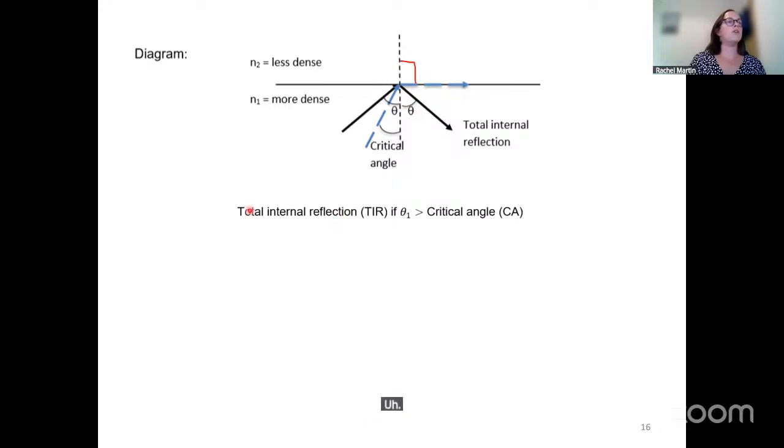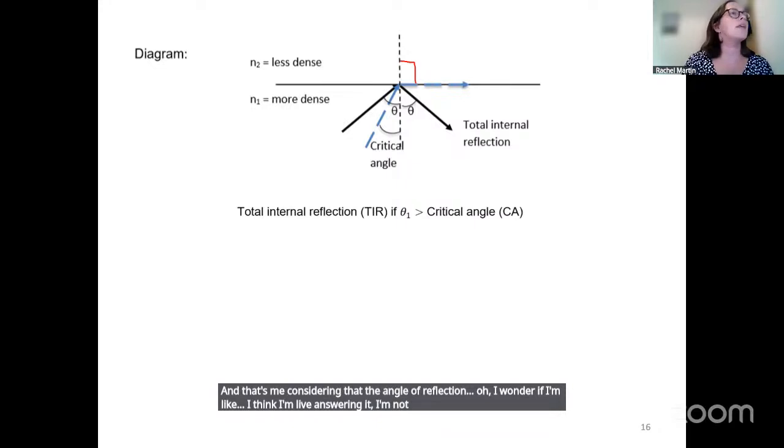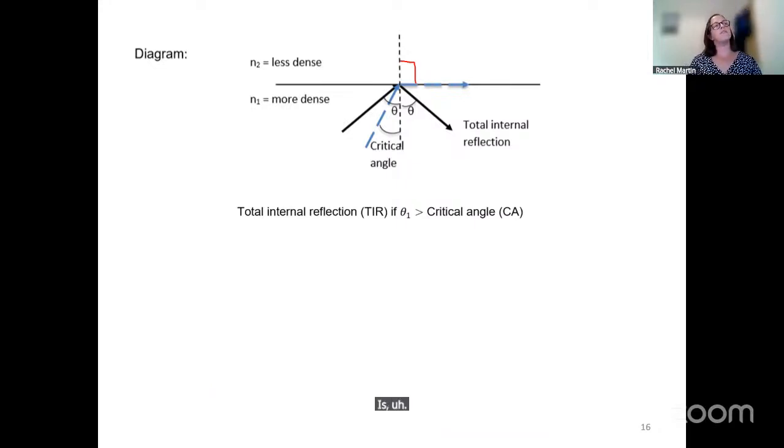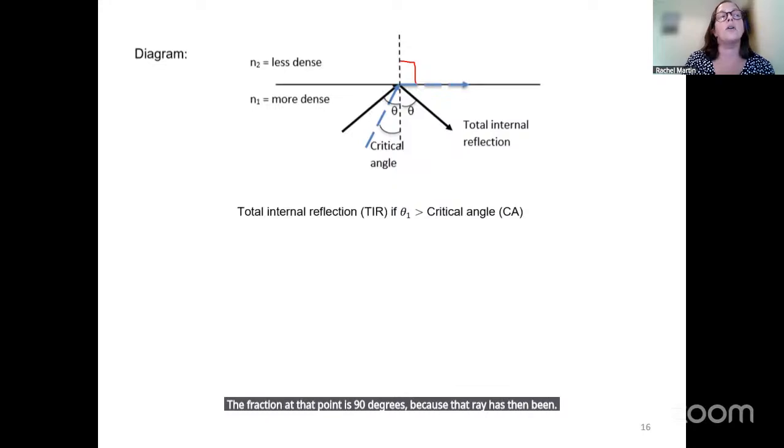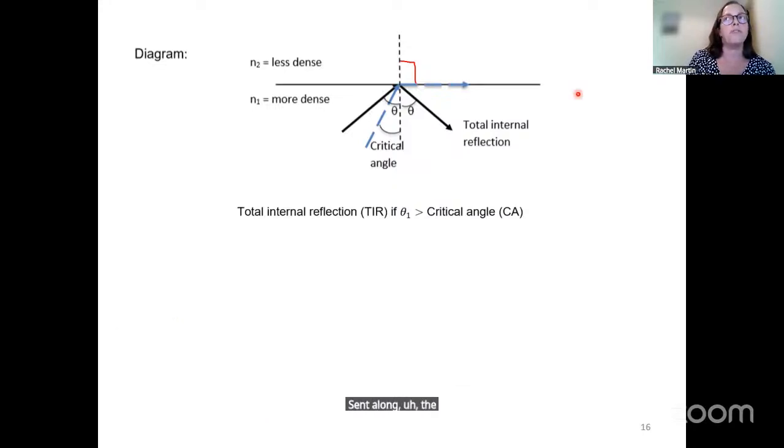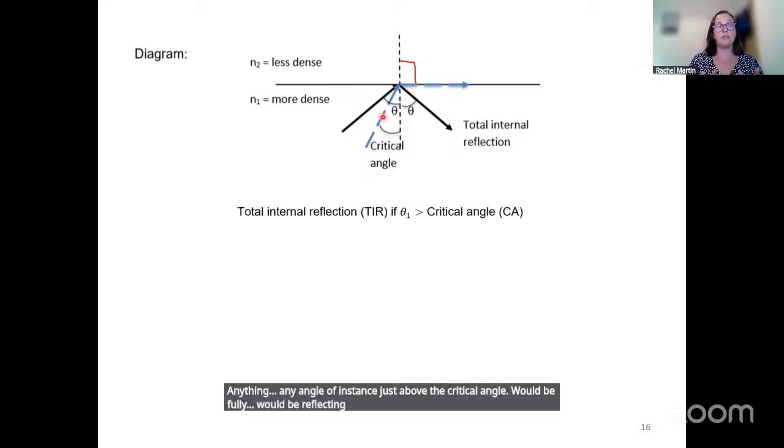So a good question from Colton. That's me considering that the angle of refraction at that point is 90 degrees, because that ray is then being sent along the surface of the optical fiber in this case. Any angle of incidence just above the critical angle would be reflecting. We go straight into reflection rules there.